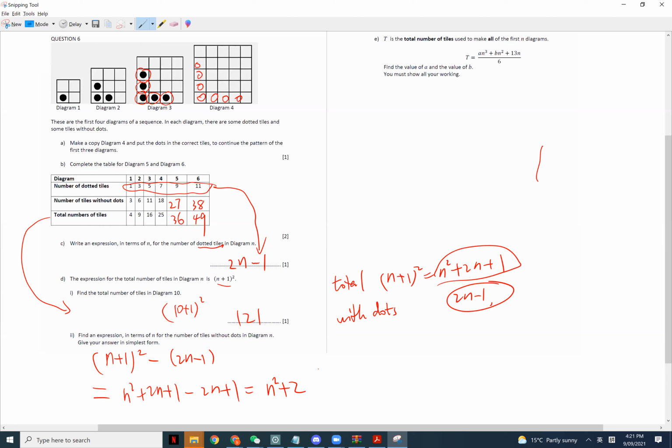Hey, part E, we did this type of question twice. They ask you total. Make all the diagrams. If n equals 2, what's t? N equals 3, what's t? Wu Yong, if n equals 2, how many tiles we need for all the tiles, all two diagrams? Hey, Wu Yong.